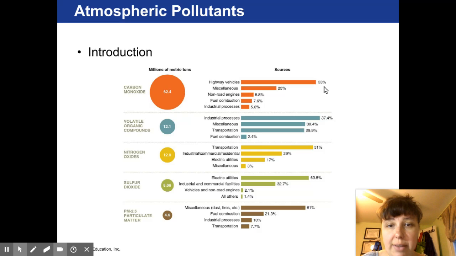Volatile organic compounds. These are man-made compounds that we put into various products to do things like keep them from coagulating or becoming solid, for example. These volatile organic compounds are not naturally occurring, even though they sound very natural, because they have a carbon backbone within their structure. They are mostly caused by industrial processes.